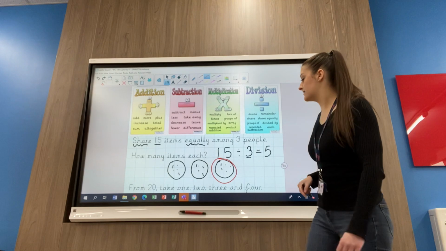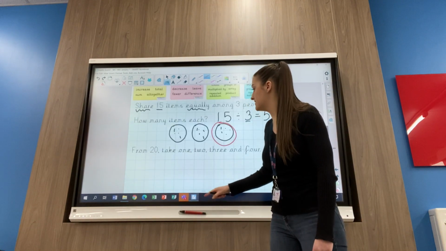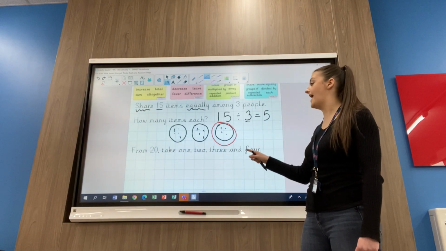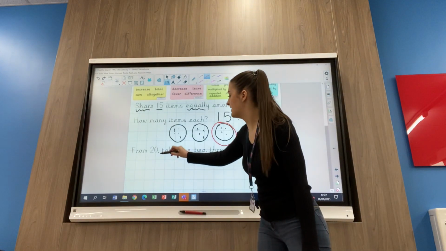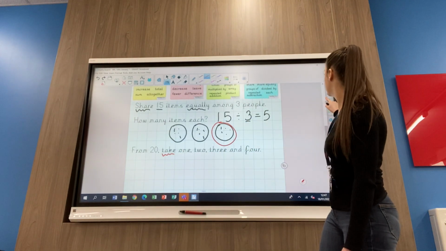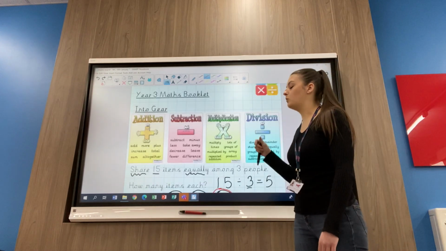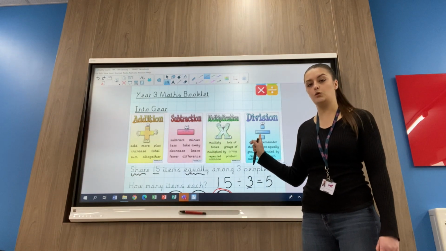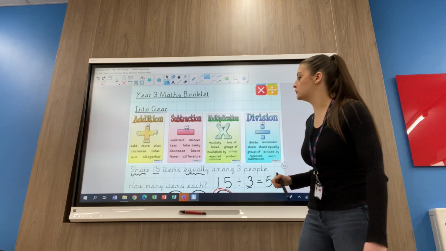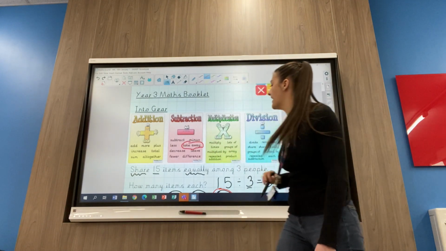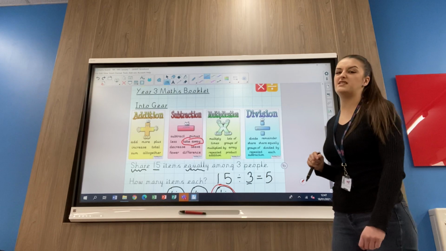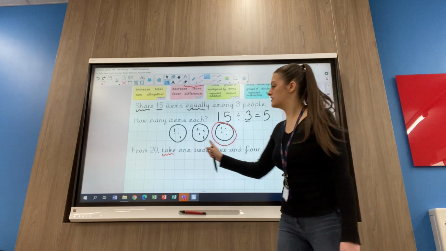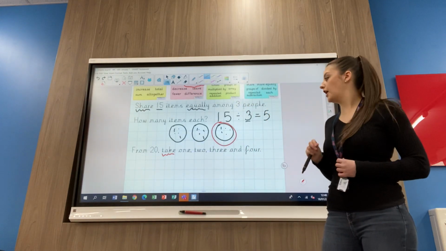Okay, right, my next question then, I've got this very similar to the one that you got in your book. From 20, take 1, 2, 3 and 4. I've got a keyword there, take. So having a look at those operation posters again. If I'm taking 1, 2, 3, 4 away from 20, am I going to be adding, subtracting, multiplying or dividing? What do you think? Take away is subtraction, isn't it? Okay, so I've got lots of numbers there to take away. So what I'm going to do first is I'm going to add those numbers up so then I can just take them away from 20 in one big go.